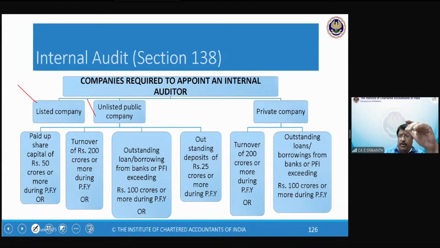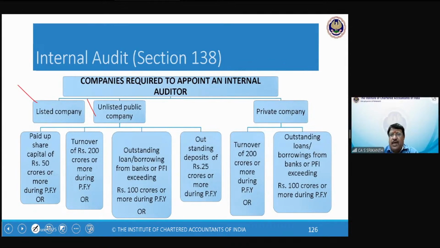Private company, okay? Other than listed company, unlisted public company, private company. Even a private company having turnover of 200 crores or more should have compulsory internal audit. In fact, we have a lot of such companies. 200 crore is not a big amount for Tamil Nadu. Given the size of the businesses in our state, it's not a big deal. In Tamil Nadu, Andhra, Karnataka, it's quite normal.